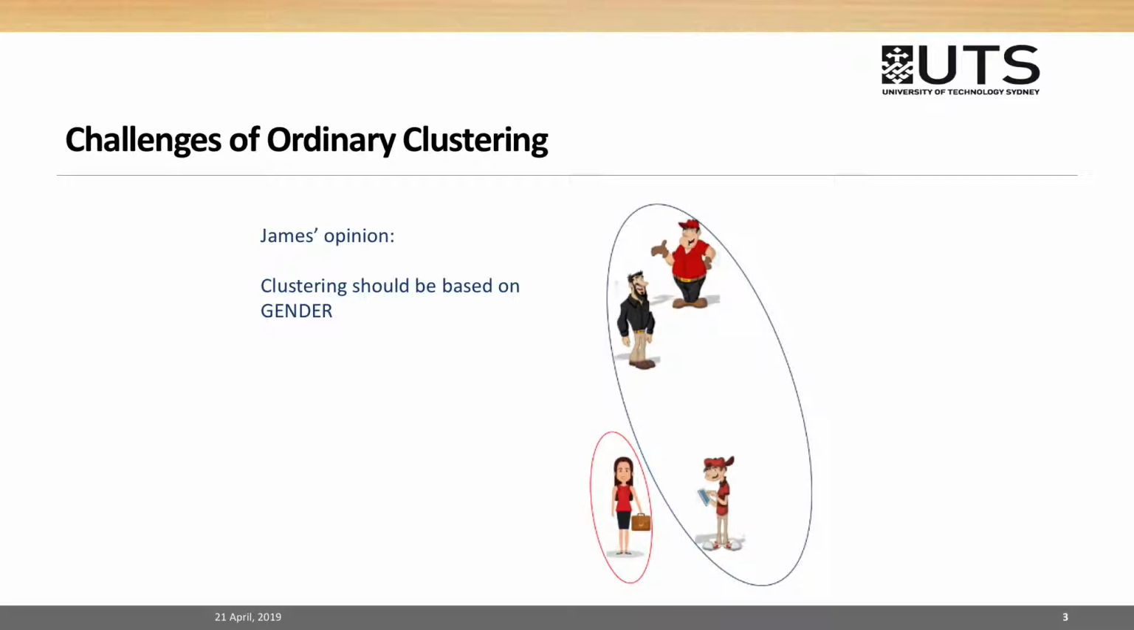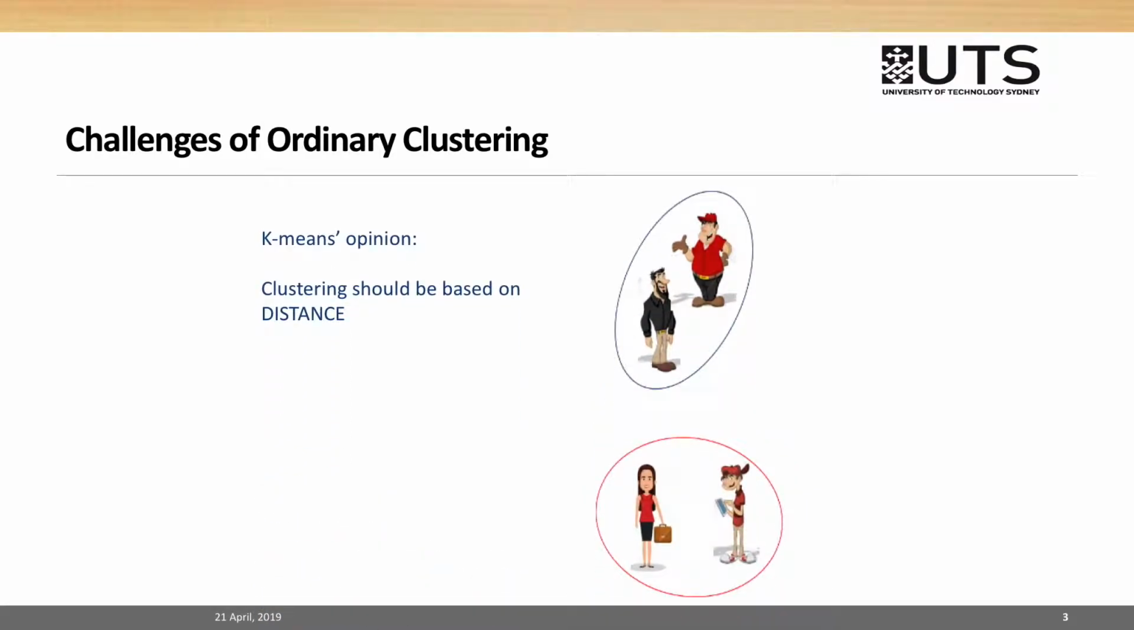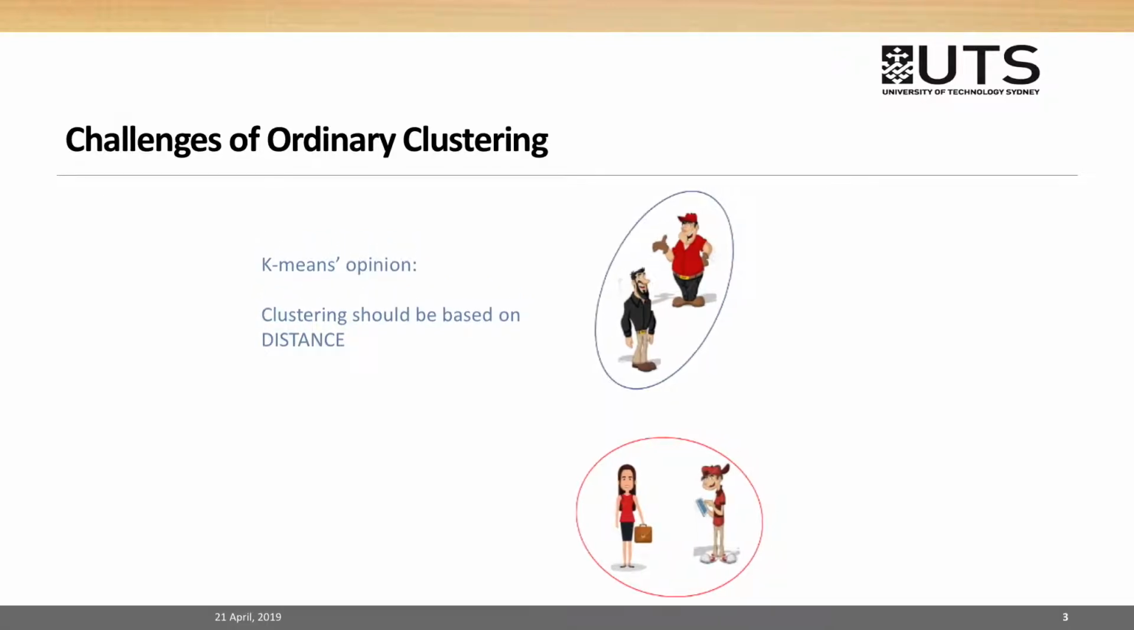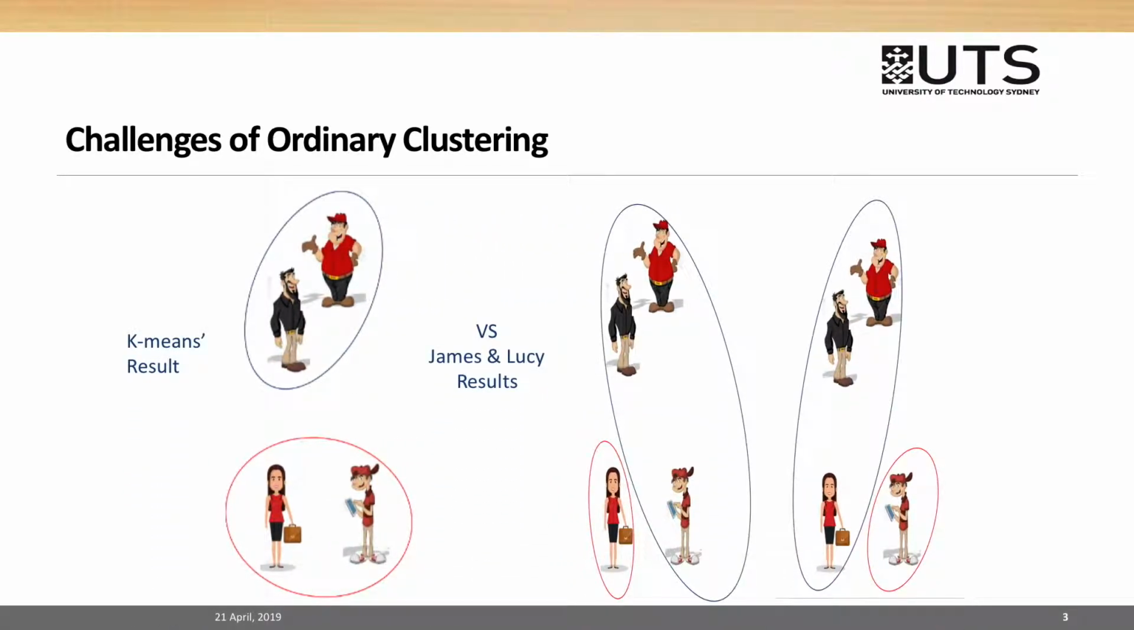In James' opinion, the clustering should be based on gender. So to him, the correct or fit-for-purpose clustering result should be like this. While in Lucy's opinion, the clustering should be based on age. So to her, the right clustering result should be like this. However, to K-means, the clustering should be only based on distance. Let's compare the K-means result with James and Lucy's result. Of course, they are not the same. So both health experts may not be satisfied with the computer's clustering result.